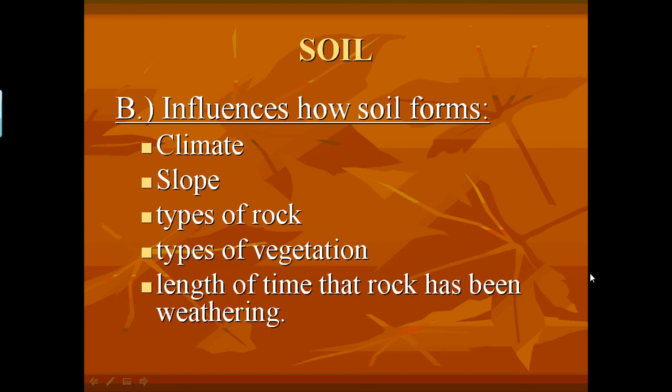compositions. The type of vegetation that's represented in the soil, that's plants. The length of time the rock has been weathered will also affect how the soil is formed. So lots of different things that affect soil.